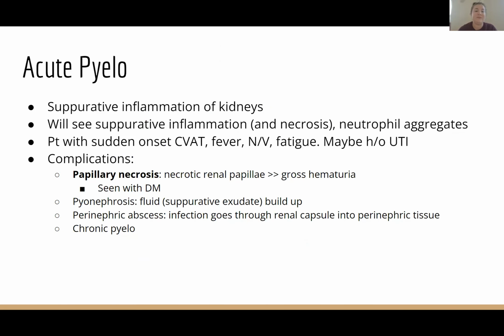So we already talked about this. This is very, very, very important. You can get papillary necrosis. Remember, this is a suppurative necrosis, where you have necrotic renal papillae. This is seen as gross hematuria. A risk factor for this complication is diabetes. And then other ones, you can have pyelonephrosis, which is just buildup. Since this is an infection, you're going to get an infected buildup, suppurative exudate. You can also get a perinephric abscess if the infection breaks through the renal capsule and goes to the perinephric tissue.